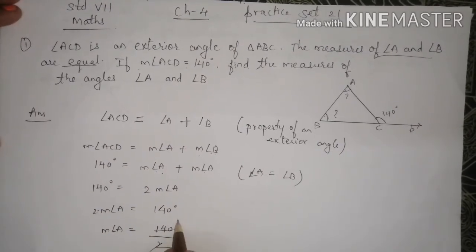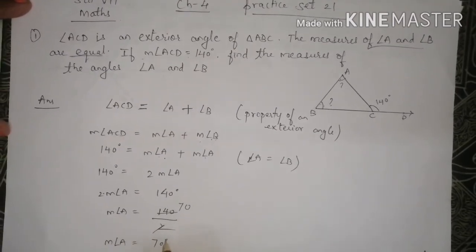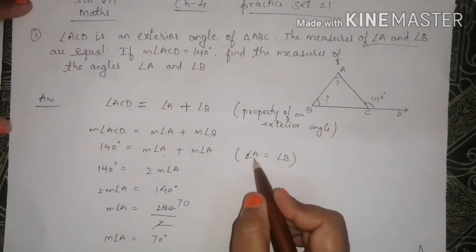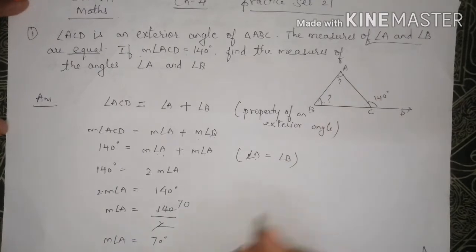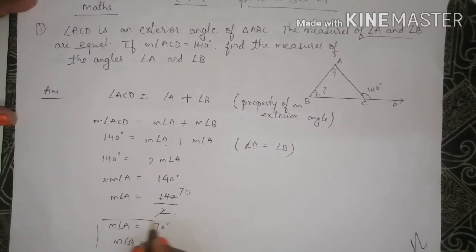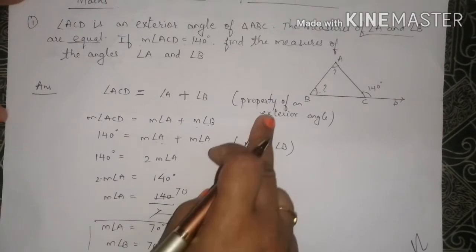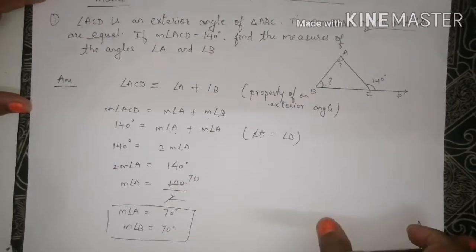If you divide, 2 sevens are 14 and 0. So measure of angle A I got is 70 degrees, and A and B are equal. So if A we got is 70 degrees, B is also automatically 70 degrees. So we got both the angle measures. Measure of angle A is 70 degrees and B is also 70 degrees by using the property of exterior angle.